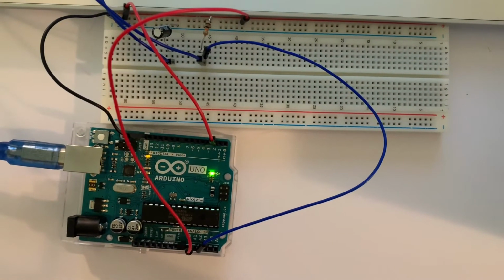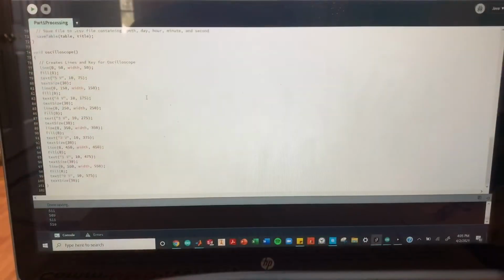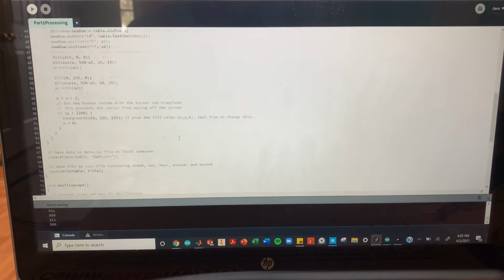This is the circuit that I used. I used analog pins A1 and A2 and digital pin 2. To create the labels on my oscilloscope, I created a new function called oscilloscope, which draws lines and creates text. This function is called in the draw function of my processing code.